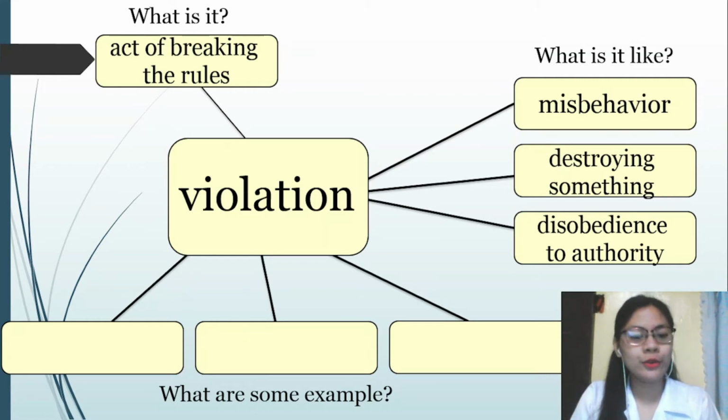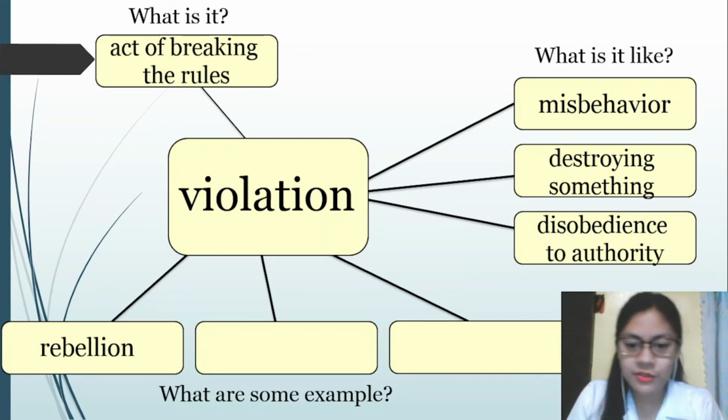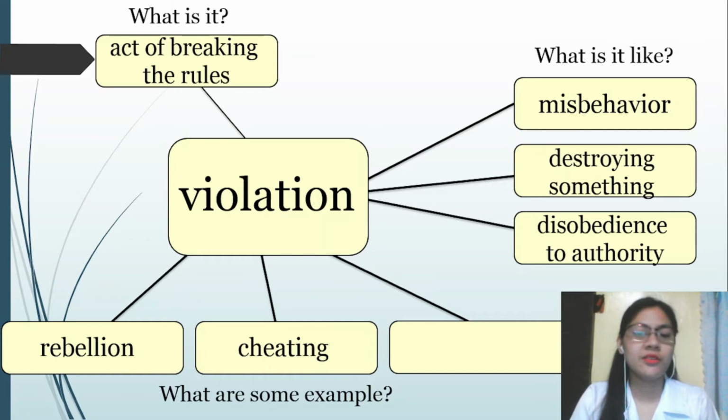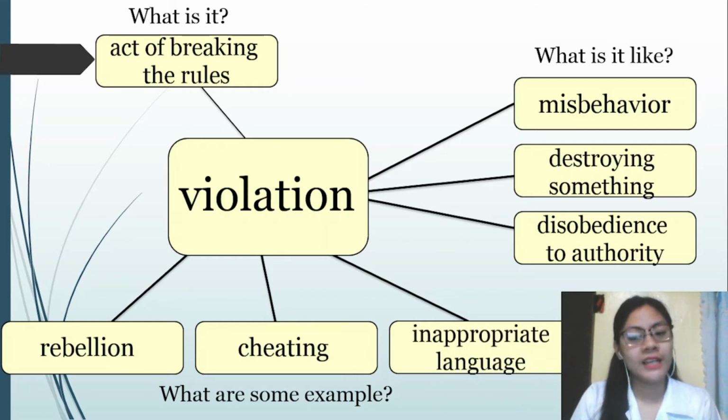Now, I want you to answer what are some of its examples. What are some examples of violation? Okay, someone answered rebellion. Thank you. What else? And someone answered cheating. Yes, cheating is a violation, especially in exams or tests. And for the last example, who would like to answer? Okay, someone answered the use of inappropriate language. Yes, it is also a violation.